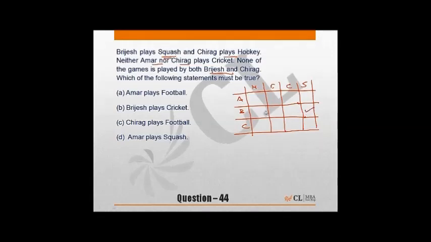Because Brijesh plays squash, he cannot be playing football, because if you remember, a person who plays football cannot play squash. So since Brijesh plays squash, he cannot be playing football. Secondly, it says that Chirag plays hockey. Great. Neither Amar nor Chirag play cricket. So Amar and Chirag, both of them do not play cricket.